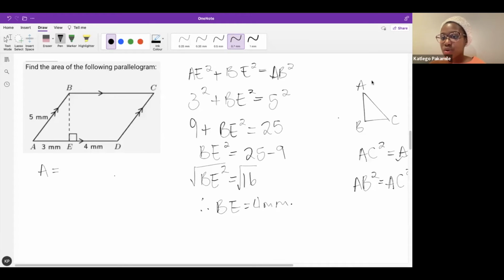Tando, I don't understand what you mean by 25. It's 5 squared. AB is 5 millimeters. So how much is 5 squared, Tando? Okay, so that's where we get the 25. There we go. Hopefully you understand where we get it.